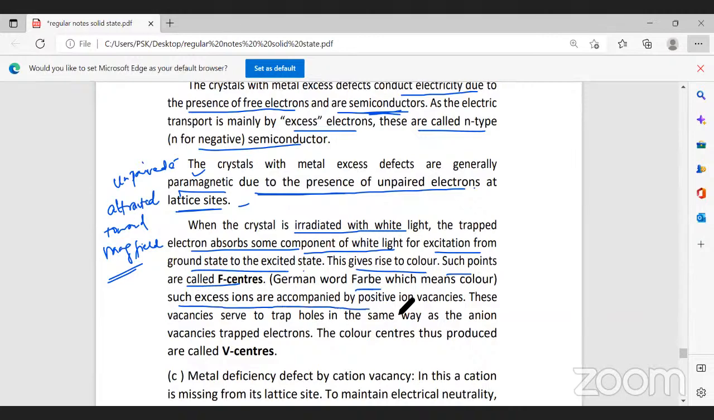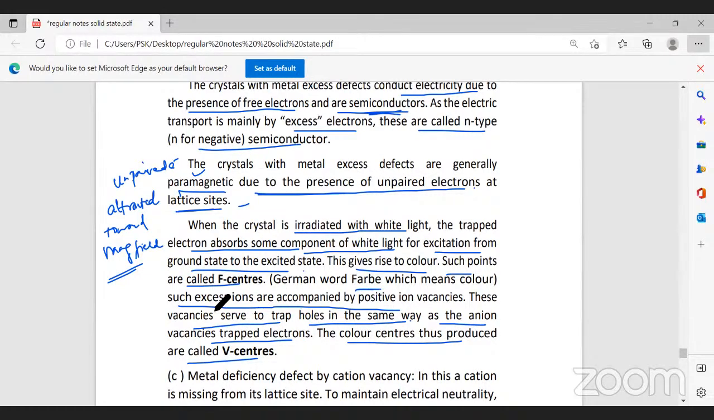Such excess ions are accompanied by positive ion vacancy. These vacancies serve to trap holes in the same way as an anion vacancy traps electrons. The color center thus produced is called a V center. Electrons occupying this empty space is called an F center.